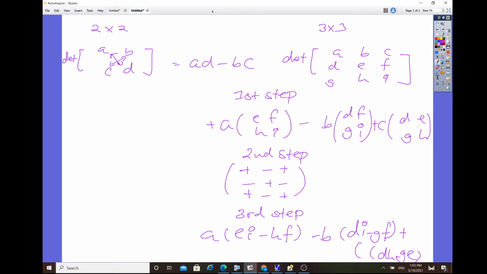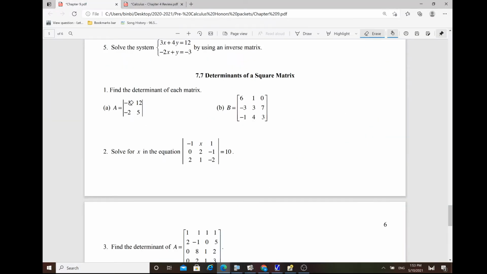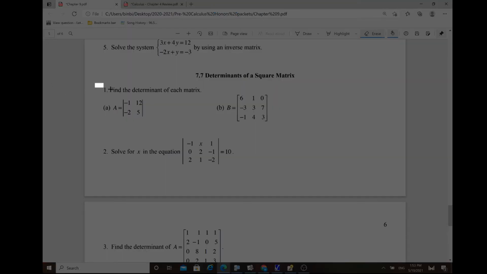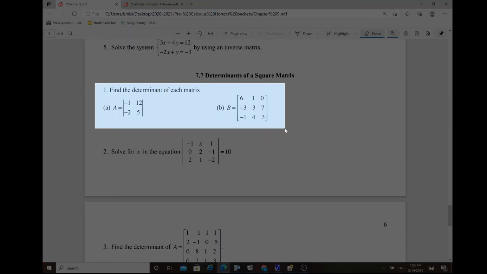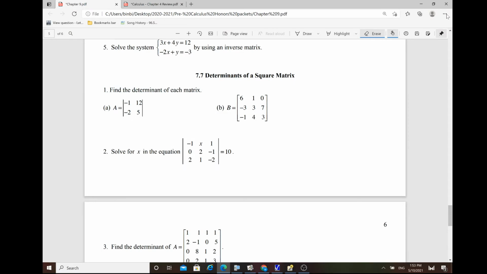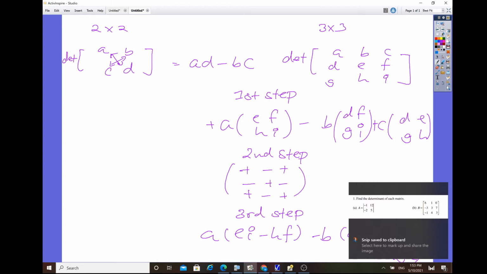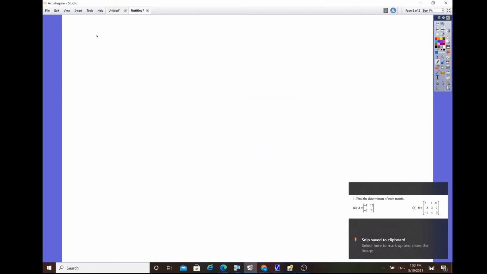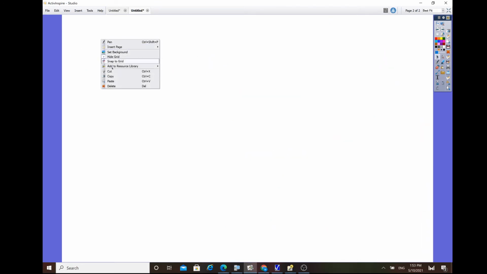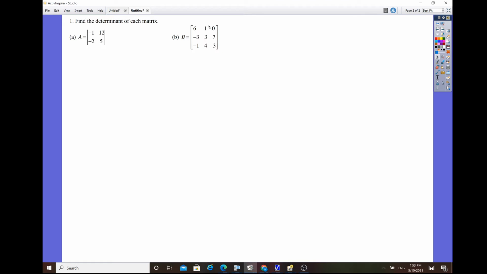Okay, so now let's do one problem like this, a 2 by 2 and a 3 by 3. Here's what we've got for the following: matrices A and B. The first one is the 2 by 2.